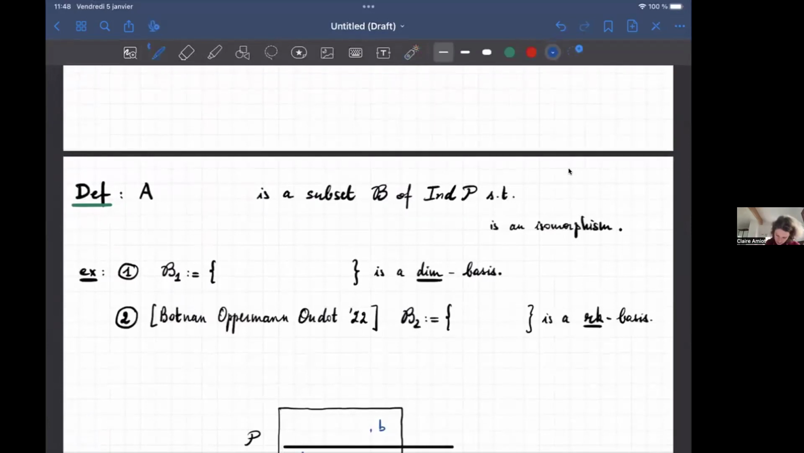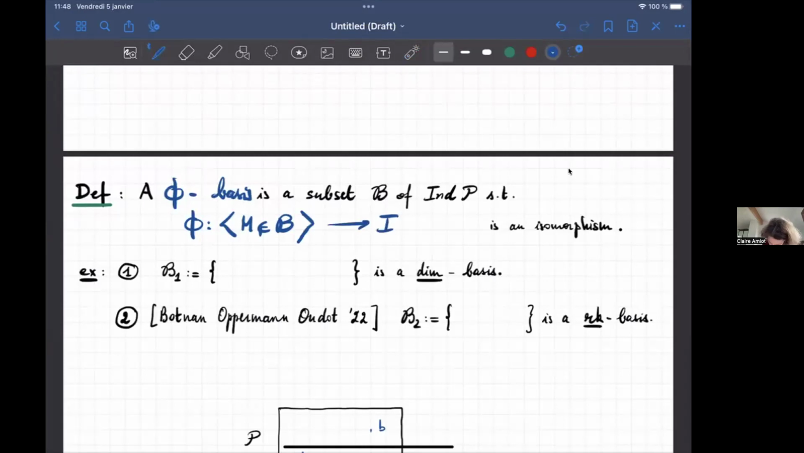I will say that a phi basis is a subset of indecomposable modules such that if I restrict phi to the subgroup of M generated by the elements in the basis, it is an isomorphism of abelian groups. And typically my first example: if I take the dimension, I can consider the simples. The simple modules will form a dim basis.